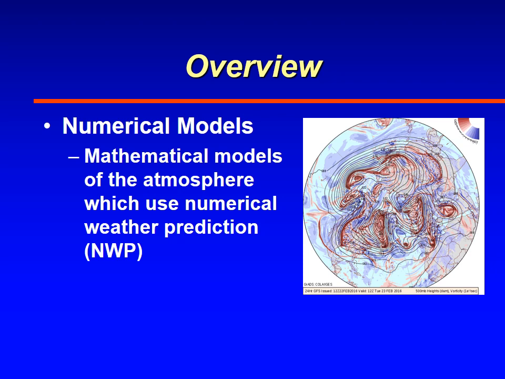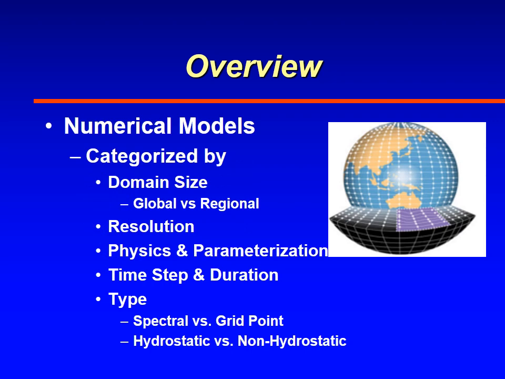So numerical models we've talked about already, but they are basically simulations of the atmosphere using the physics of the atmosphere, time stepping into the future to predict what will be down the road. And these are mathematical simulations. These numerical models can be put into several different types of categories. Categories that classify their domain size, their resolution, the physics of the model, how they time step into the future, and even the different types of models.